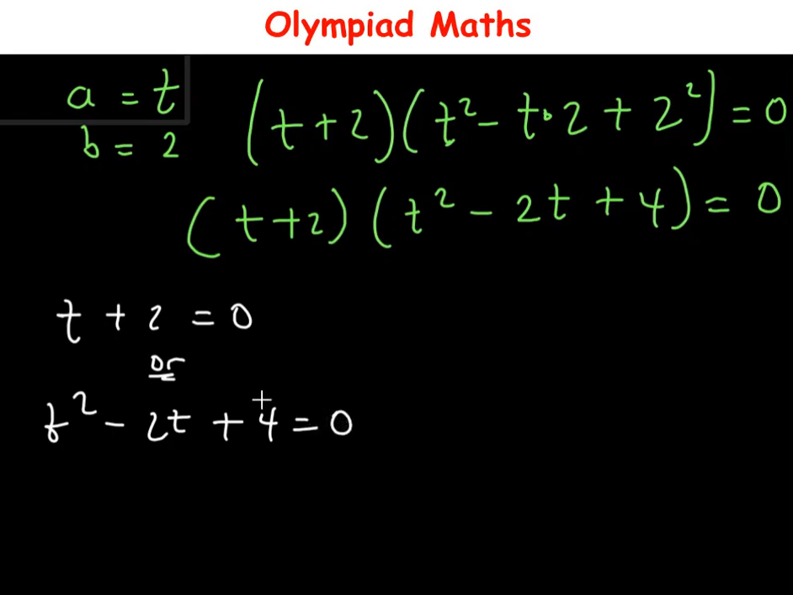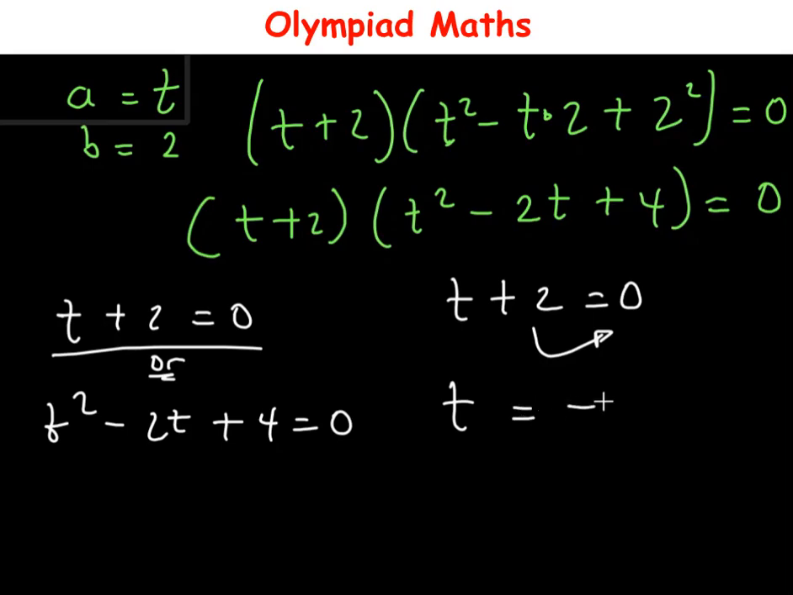So let us start with this linear equation, which is t plus 2 equals 0. First, move plus 2 over to this side of the equation. The value of t is equal to minus 2. So with this, the value of t4 is equal to minus 2. Okay, now let us then solve the other equation.